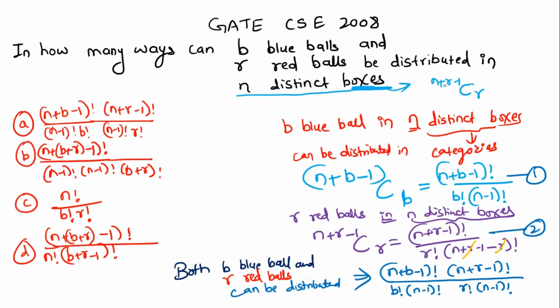So here what we have to find out, we have to select both blue balls and red balls. So the number of ways we can select blue balls will be n plus b minus 1 choose b. The number of ways we can select red balls will be n plus r minus 1 choose r. So the product of these two will be your answer. That product matches this particular equation. So this is the answer for the given question.